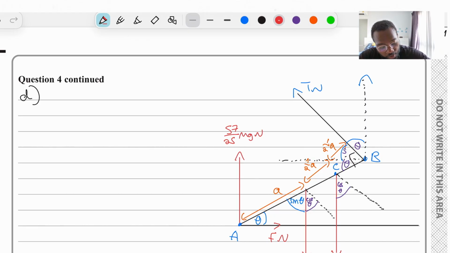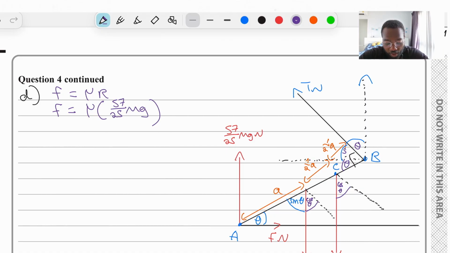So what do we know about mu? Well, we know that the friction is equal to mu R. That is mu times the normal reaction at A. And in this case, we know what R is, so we know that F is equal to mu times the 57 over 25 mg. So really all we need to do is work out what our frictional force is. And once we know that, we can just do our frictional force divided by our normal reaction, which is the 57 over 25 mg, and that should hopefully give us 8 over 19.